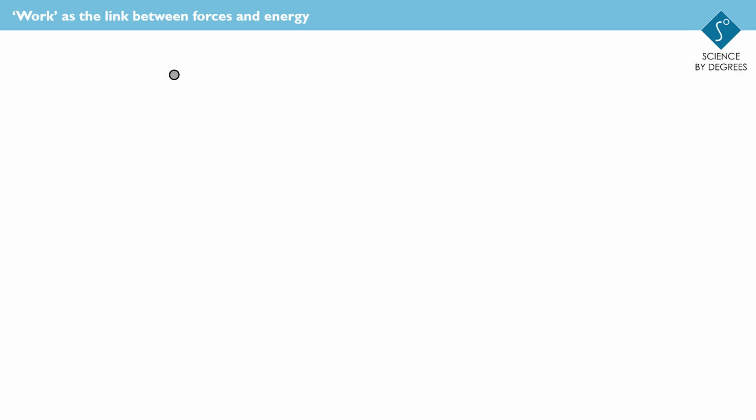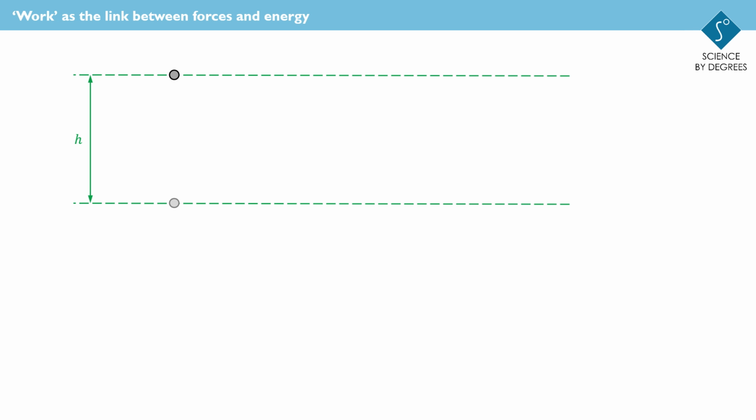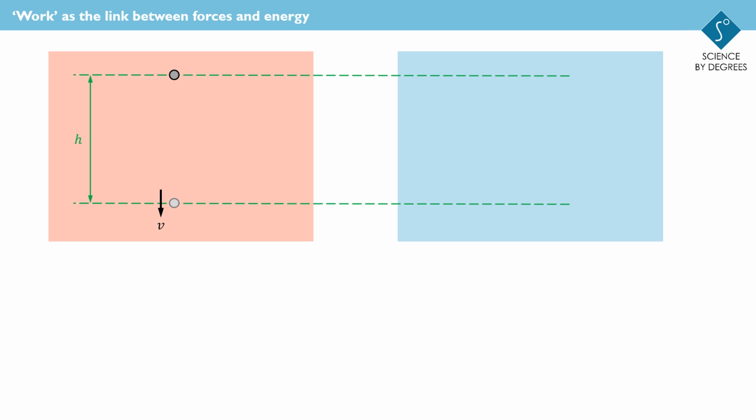An object falls from here to here over a distance h starting from rest, or zero velocity. The question is, how fast is it travelling after falling that distance h? We'll do this in two ways. They'll give the same answer. Well, so why do it twice?